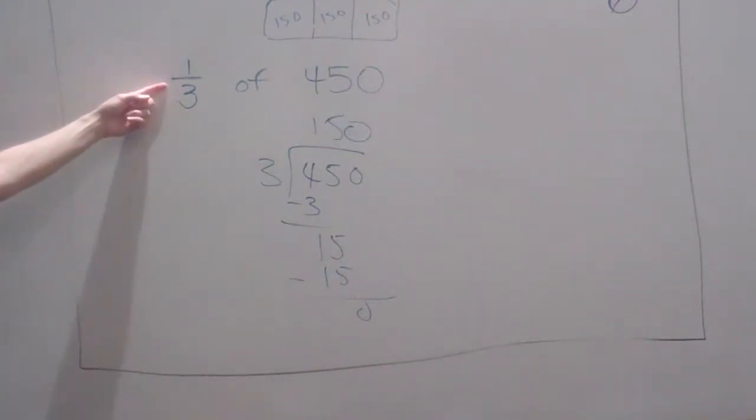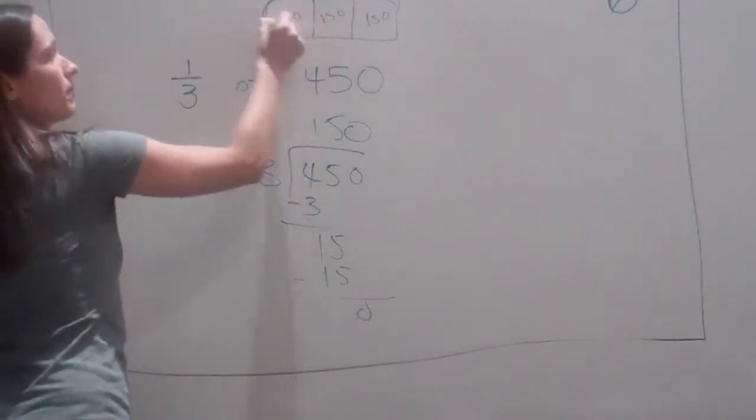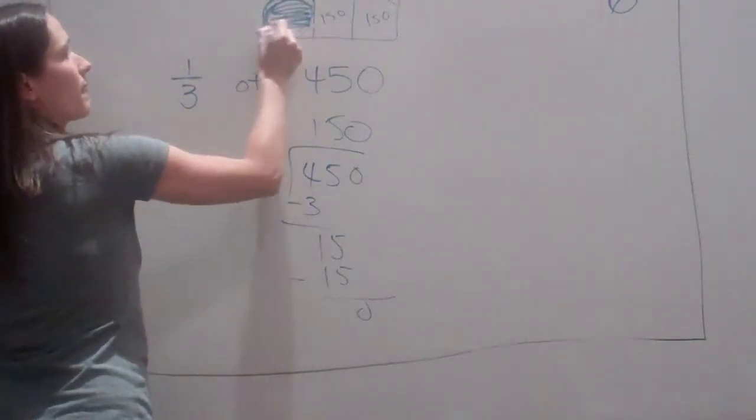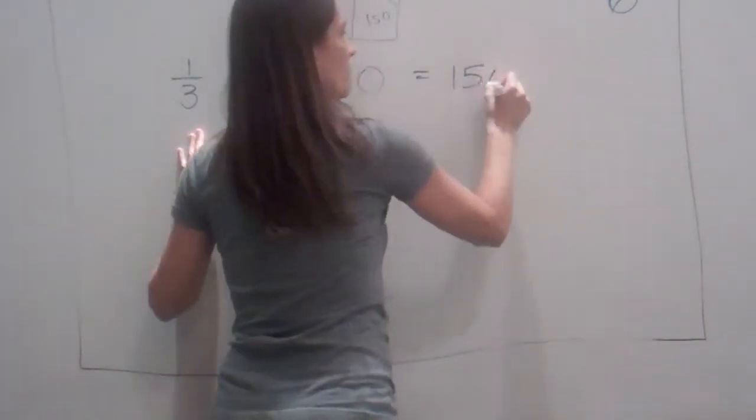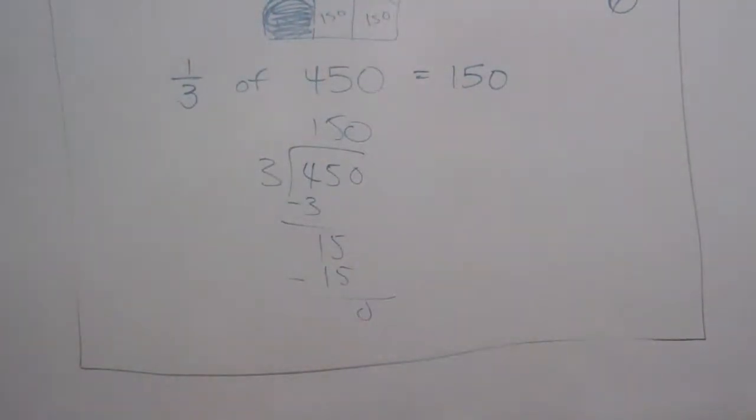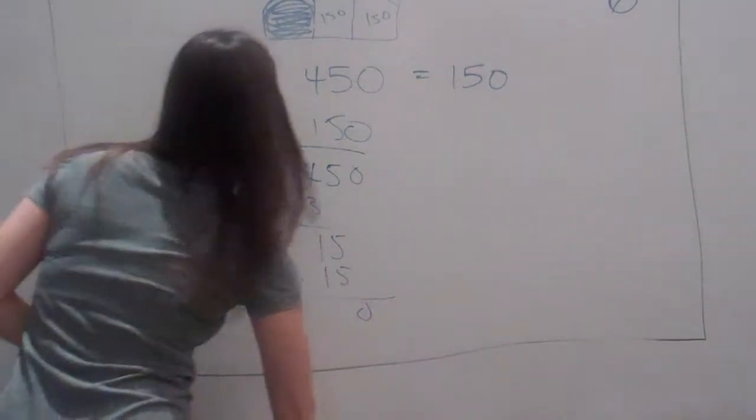Okay, but how much am I wanting to know? Just one of them. That one right there. Okay, so the answer, 1/3 of 450 equals 150. All right, this one's a little bit harder.